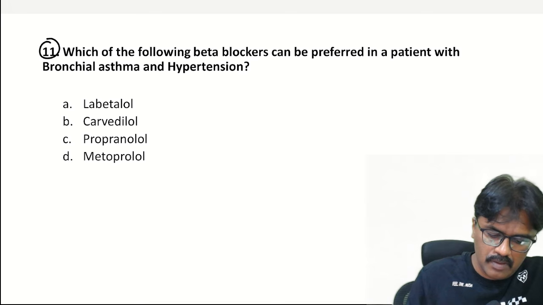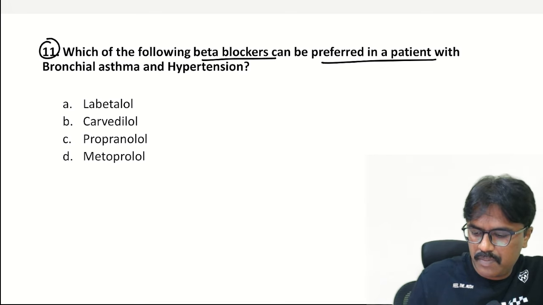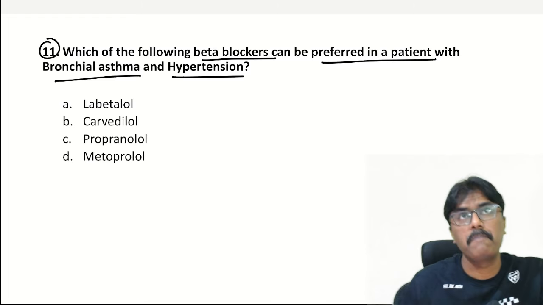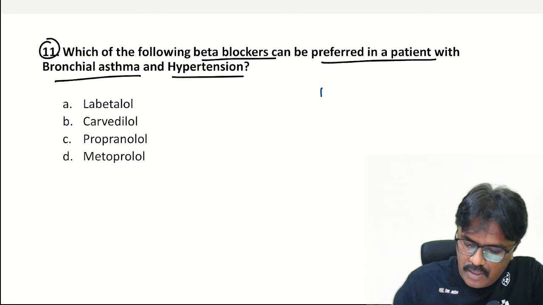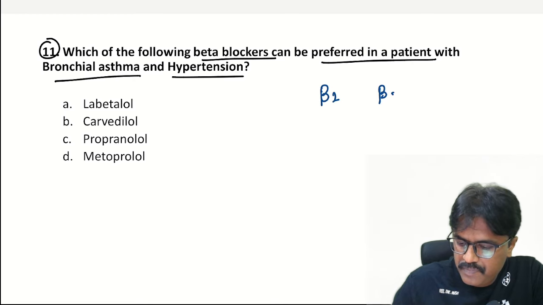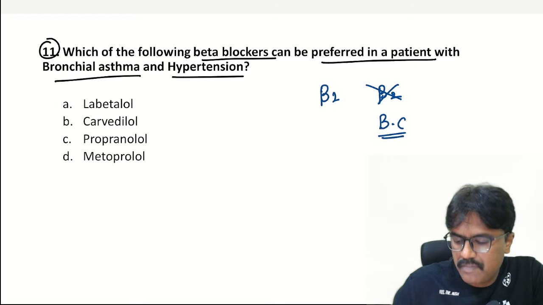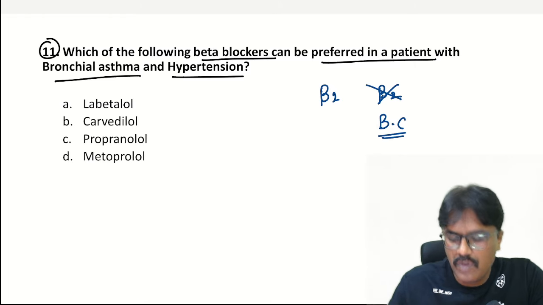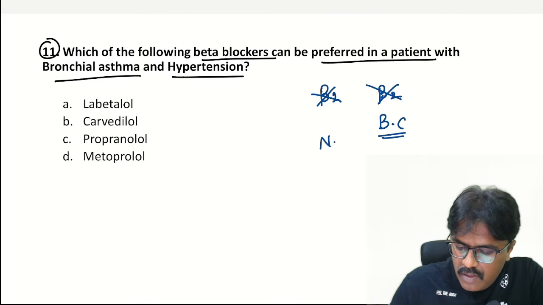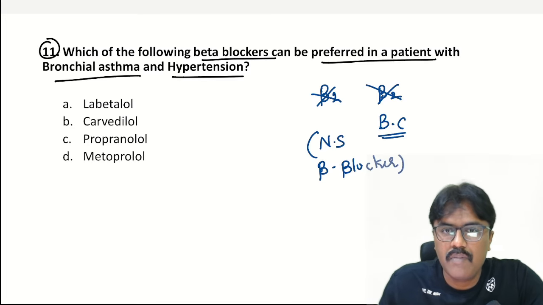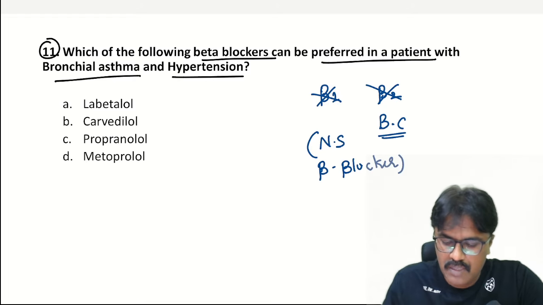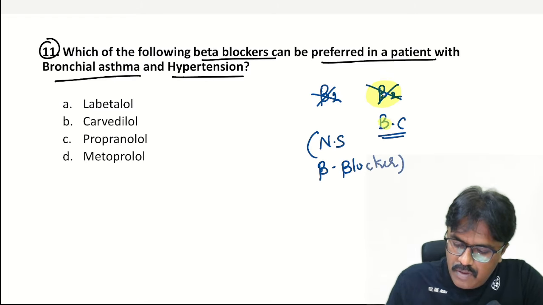Question number 11. Which of the following beta blockers can be preferred in a patient with bronchial asthma and hypertension? Now the problem with beta blockers is this. There are two betas, beta 1 and beta 2. Beta 2 is present in bronchus. So if you block beta 2, there will be bronchoconstriction. A drug blocking both beta 1 and beta 2 is called a non-selective beta blocker. Non-selective beta blockers are not given in asthma patients because they block beta 2 and lead to bronchoconstriction.